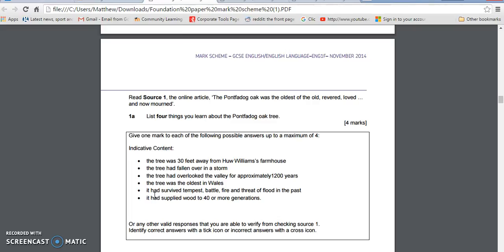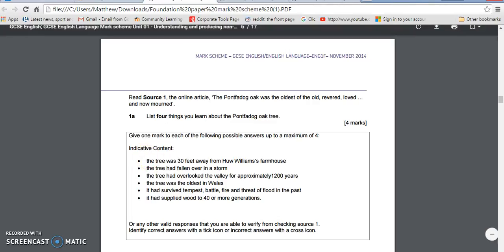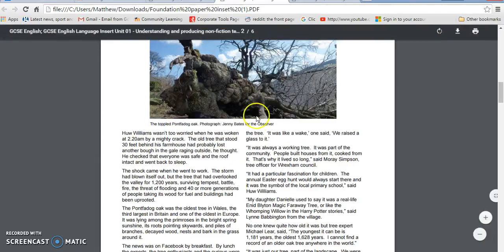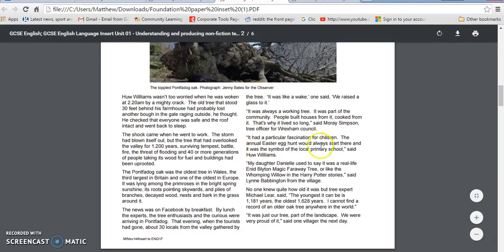This means the examiner can give you a bit of leeway if you've identified something that you've learnt from that article that they haven't necessarily written down there. So, for example, you could have identified that the tree was a symbol for the local primary school.